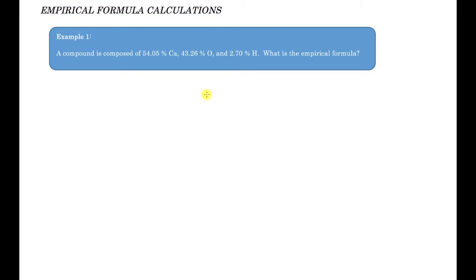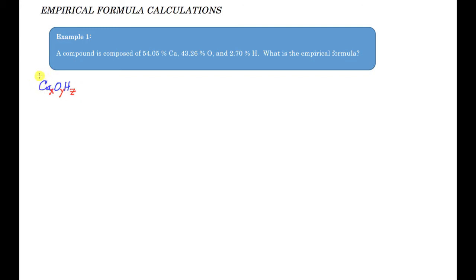Now if you remember what we said in the last video, empirical formulas show the whole number ratio, in this case the lowest whole number ratio, of the elements in a particular compound. So in this case I have calcium, oxygen, and hydrogen. Those are the three elements in this particular chemical. So I need to figure out how many moles of calcium, how many moles of oxygen, and how many moles of hydrogen are in this.